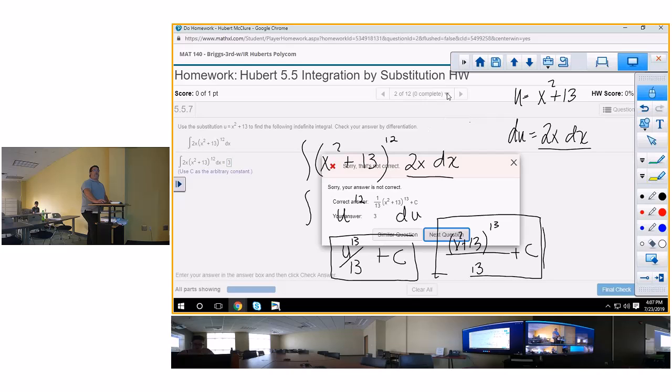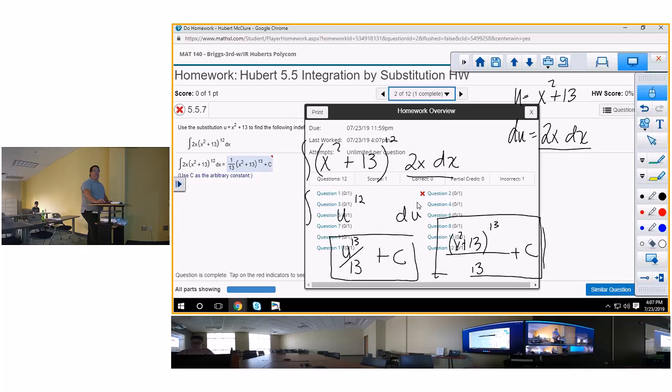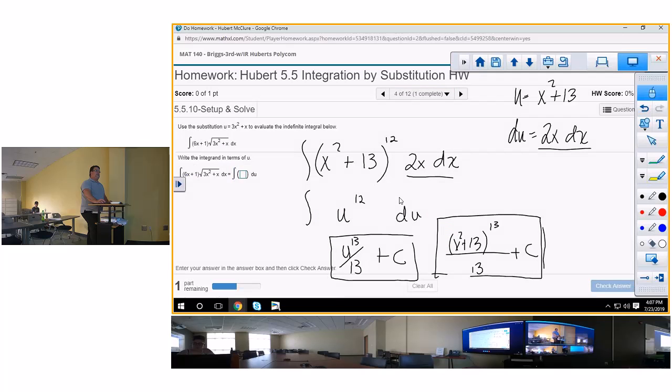All right, let's try another. I'd like to get a definite integral before we quit today. Let's see. Let's see if I can get a definite. That's an easy one.